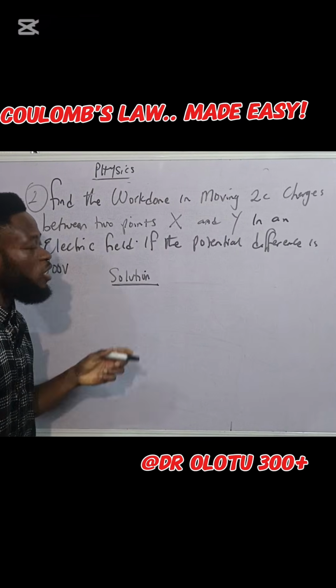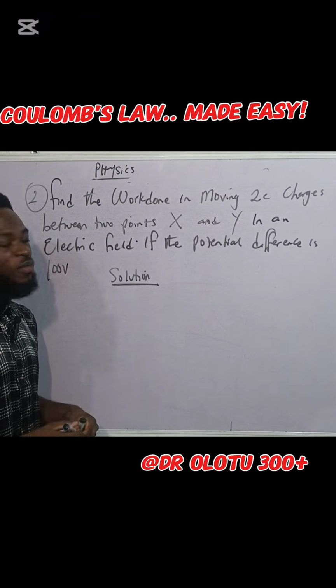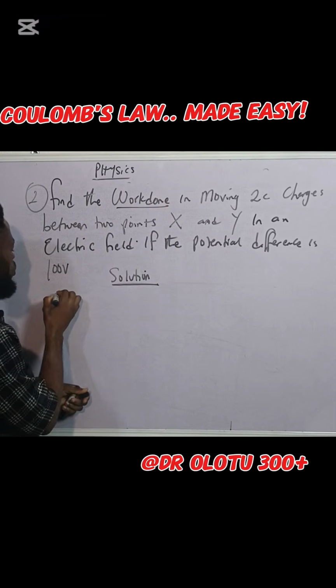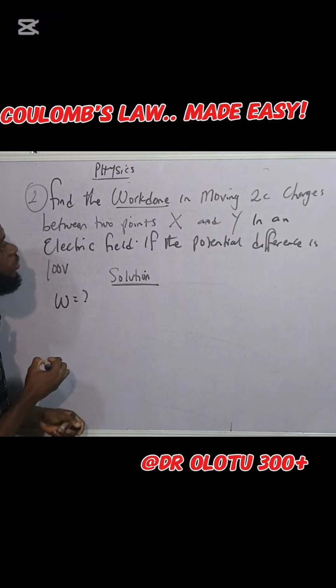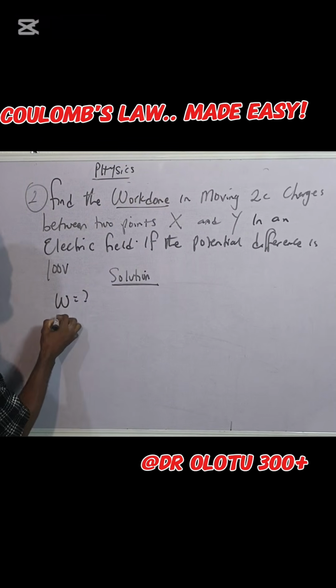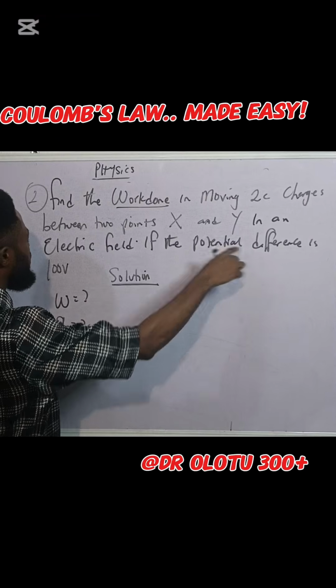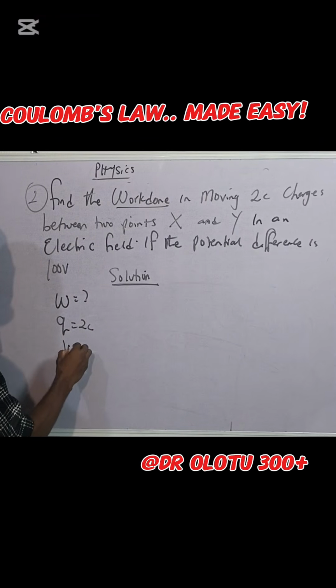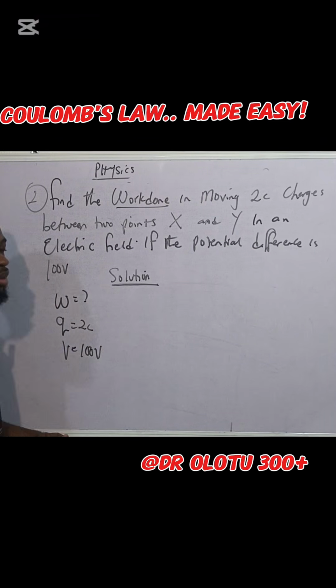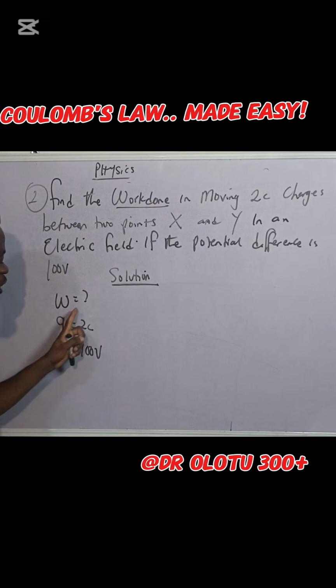Let's have another question. Now here is the second question. How do we solve this? Find the work done. We say W equal to unknown, in moving 2 Coulomb charge, that means Q is equal to 2C, between 2 points S and Y, in an electric field, if the potential difference is 100 volts, so V is 100 V. So they ask us in this case to look for the work done.